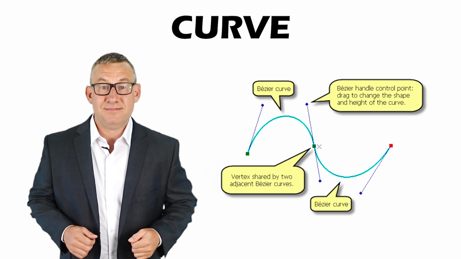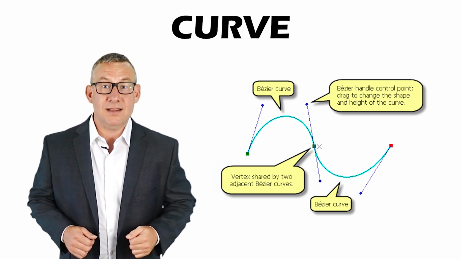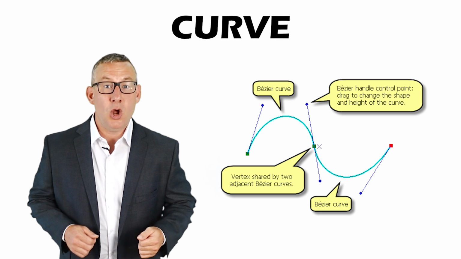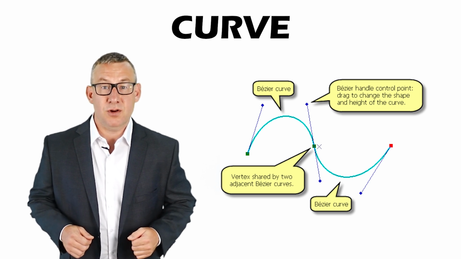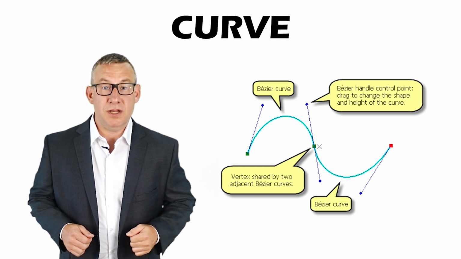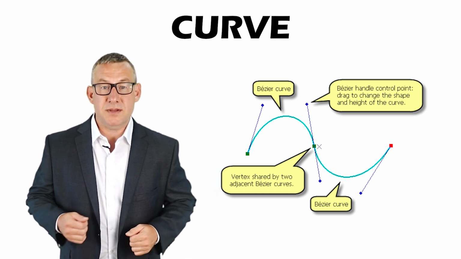A curve. A curve is a line that is defined mathematically rather than by a series of connected vertices. A curve may also be called a parametric curve or a Bezier curve.